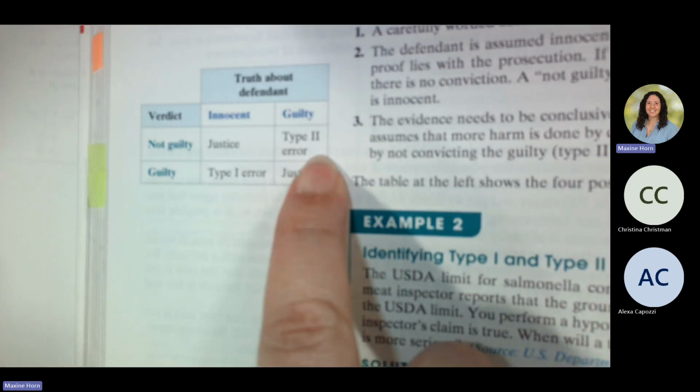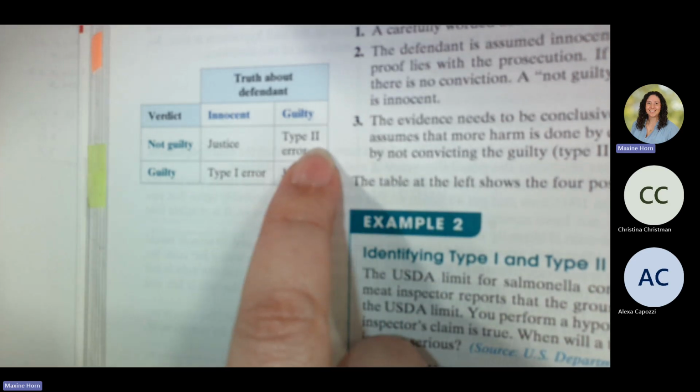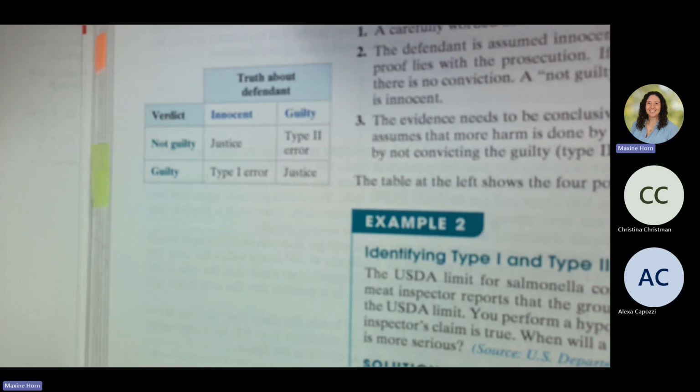And they talk about how a type 1 error is worse than a type 2 error when we talk about the justice system, right? Like we don't want to send innocent people away to prison.